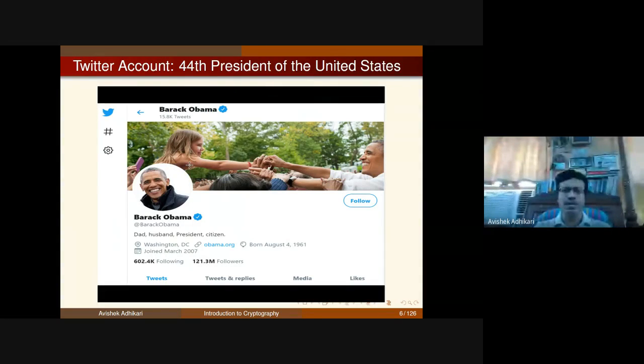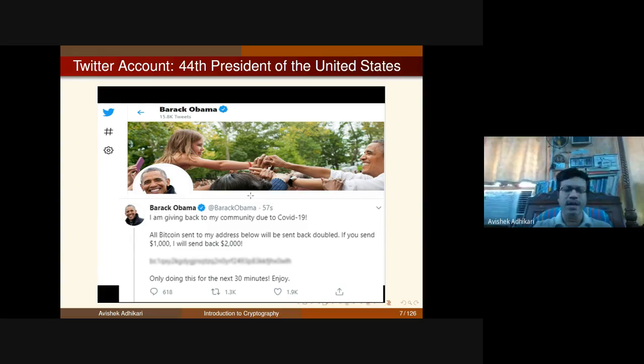This is the verified Twitter account of Barack Obama, who was the 44th president of the United States. You can see that there are millions of users actually following his tweets. Whatever he writes gets viral within a fraction of a second. But if you look carefully, the announcement that I posted on my website was also posted on Barack Obama's verified Twitter account. The only difference is that here the Bitcoin link is a little bit distorted, so you cannot read it. Otherwise, everything is exactly the same. I have just basically copied this, and you can see that this message lasted in the Twitter account of Barack Obama only for 57 seconds.